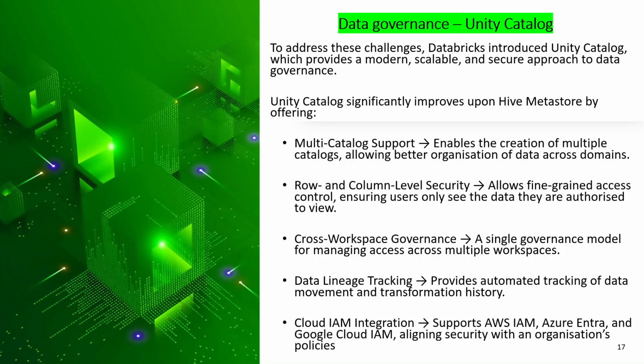Row and column level security allows fine-grained access control, ensuring users only see the data they're authorized to see or view. You've got cross-workspace governance, a single governance model for managing access across multiple workspaces. Data lineage tracking, so it provides automated tracking of data movement and transformation history. And then you've got Cloud IAM integration, which supports AWS IAM, Azure Entra or AD, and Google Cloud IAM, aligning security with the organization's policies.